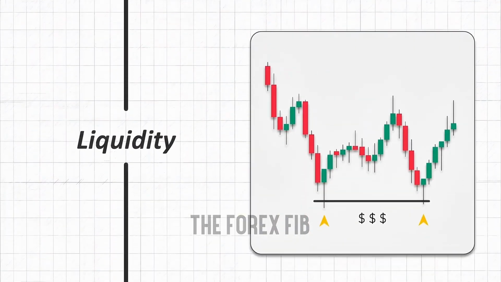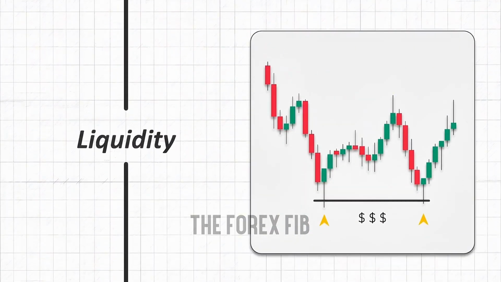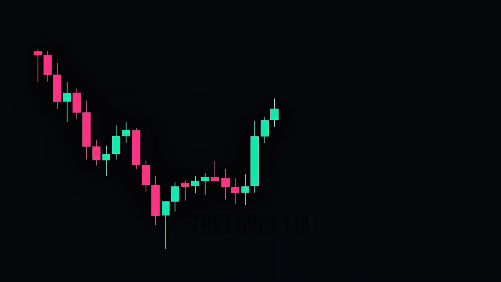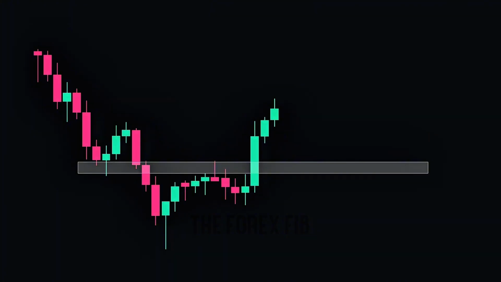Number 2. Liquidity. In technical analysis, liquidity is an area on the chart where many pending orders and stop losses are placed. Imagine if this is our recent price action. If the price pulls back to this support area, many traders see it as a buying opportunity because it has acted as both support and resistance recently, making it a strong market structure level that can push the price higher. But smart money sees it as an opportunity to collect liquidity.